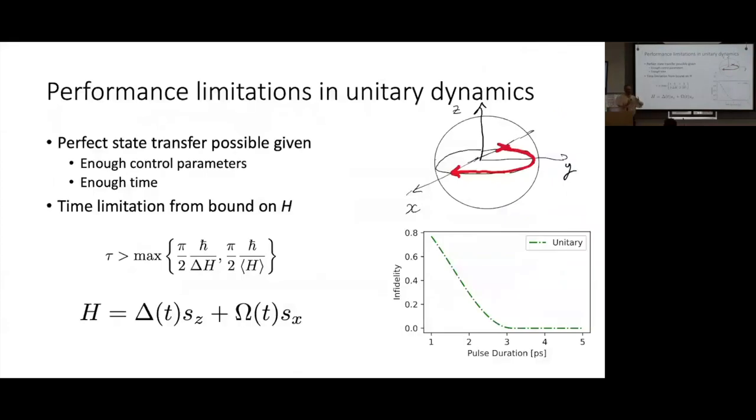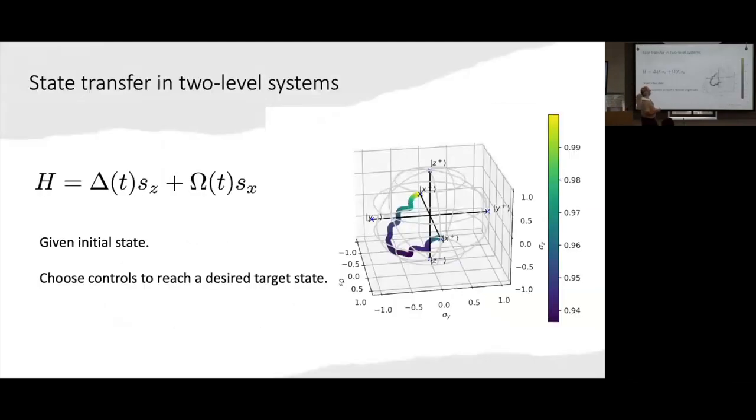Well, let's do something really dumb. For a unitary process, it's fine. It's quite straightforward. This process is possible given two constraints. First of all, you need to have enough control parameters, and you have to have enough time. And that's fairly obvious if you think that with this driving field, you're just rotating the Bloch vector around the instantaneous effective magnetic field with components delta and omega.